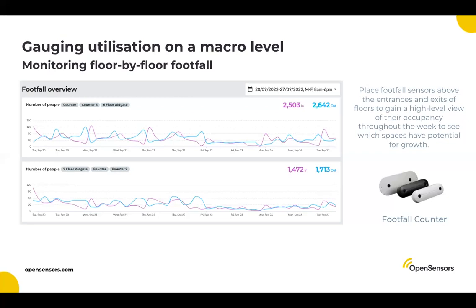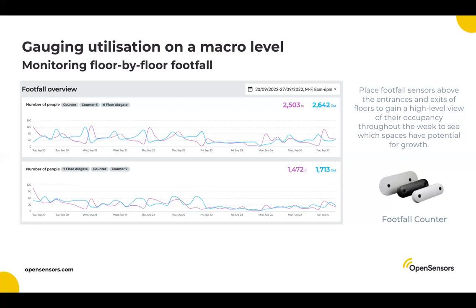So having these footfall counters on the entrances to a building will give you a very accurate count of who's coming into the building throughout the day, how many people and when. When are the spikes? When are the troughs? And then you can go even more granular and put them on the floors, whether that's on the entrances or exits or over the elevators. It's up to you, and it changes on a case-by-case level.